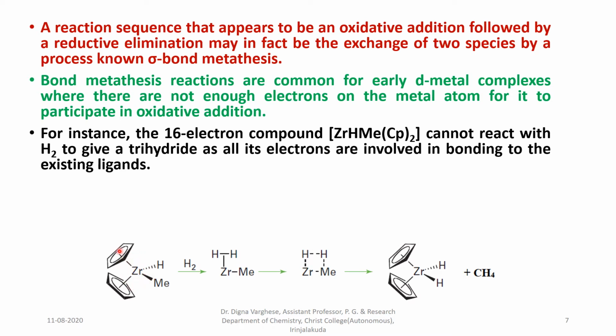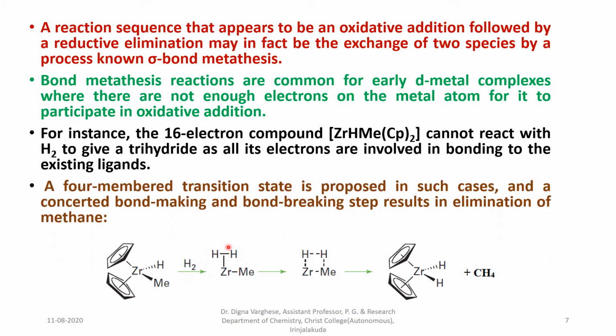The ligands are bonded to this zirconium metal. These electrons are involved in bonding with the existing 4 ligands, so there are no additional electrons to participate in trihydride formation with the hydrogen molecule. So a 4-member transition state is proposed for such a reaction, where a sigma bond metathesis reaction occurs.